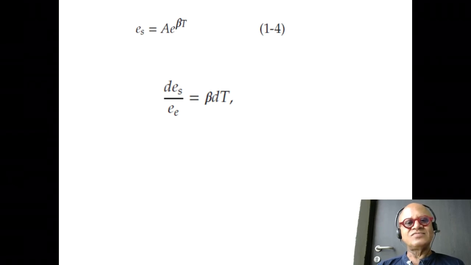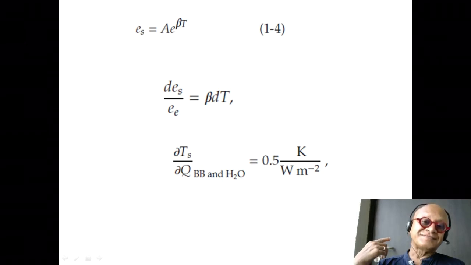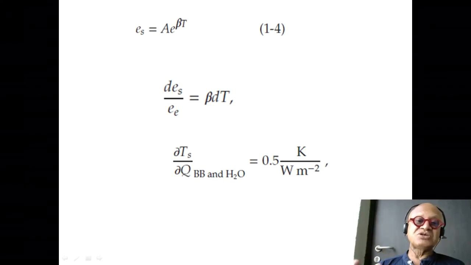beta dT. So we look for response of the surface temperature now combining the blackbody radiation and water vapor feedback. It's going to almost double the sensitivity to 0.5 Kelvin per watt per meter squared. Is this complete? Of course not, because you then have to add clouds, you have to add melting of glaciers, albedo changes, vegetation changes, all sorts of things, right? Calculating climate sensitivity is a very difficult task.